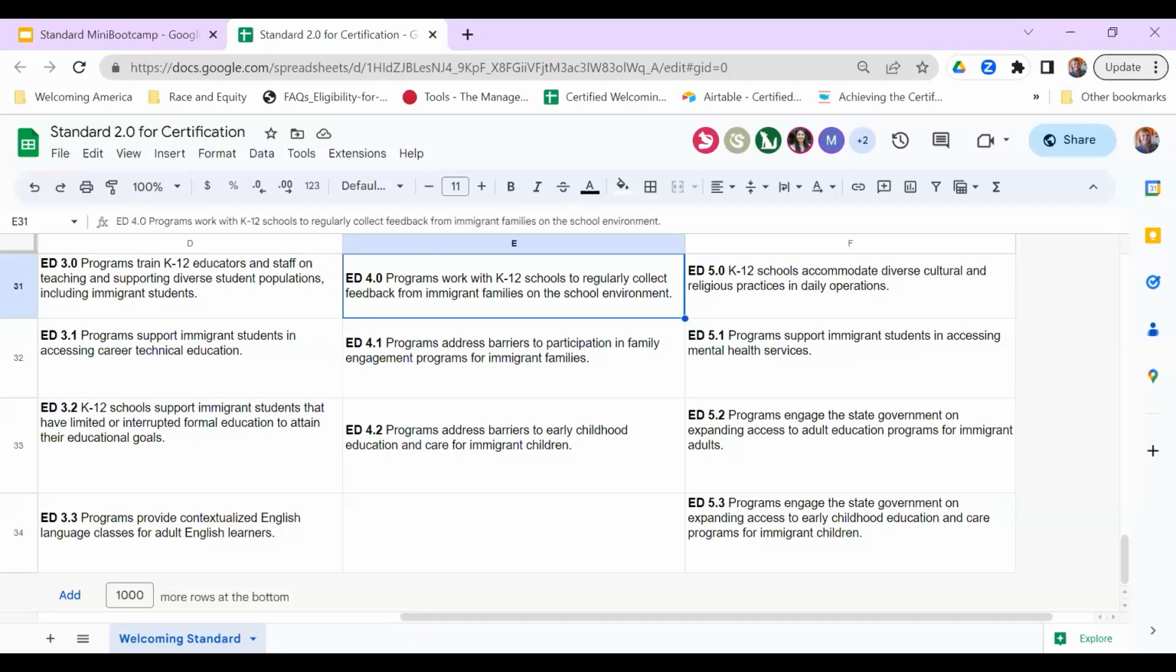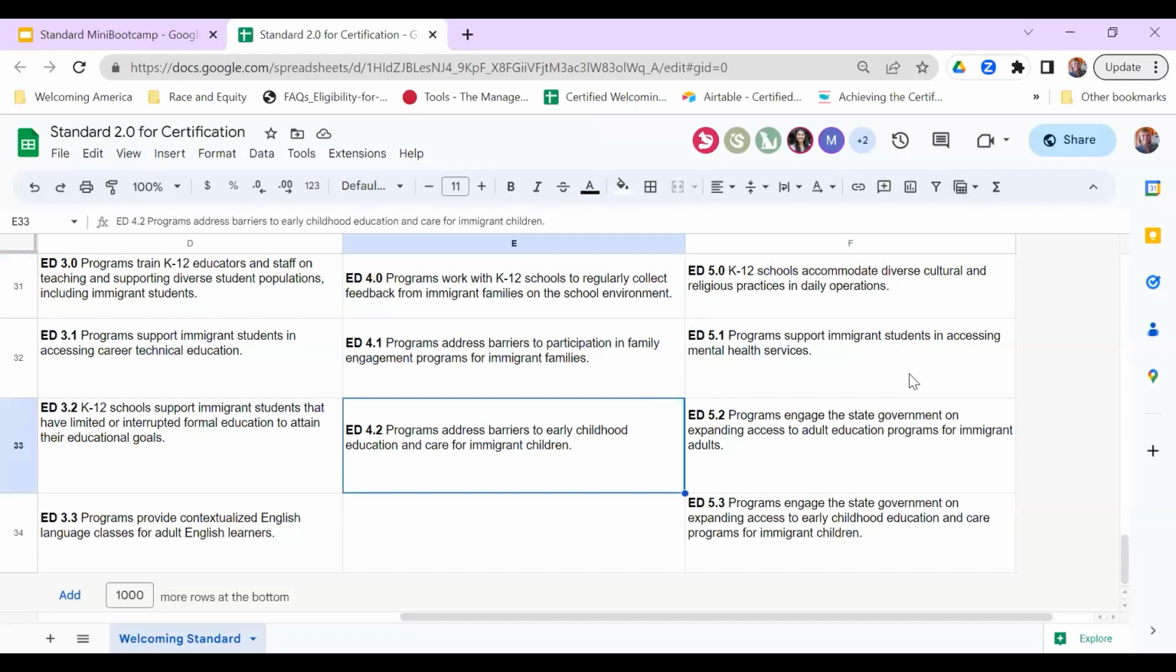4.1, programs address barriers to participation in family engagement programs for immigrant families. So similar to 2-star, we had supporting immigrant family engagement in education. And now this one is on addressing barriers to those family engagement programs. So, what programs are working, what are not, what needs to be changed to address those barriers.